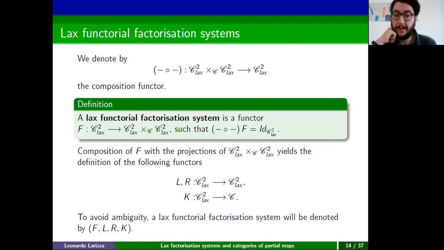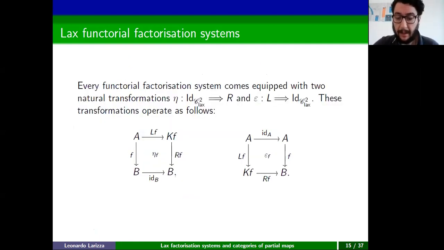In particular, again, I can compose F with the projections of the product of C2 Lax, and then I obtain the left component functor, the right component functor, and the functor that yields the middle term of the factorization. And to avoid ambiguity, I will denote a Lax functorial factorization system always with all of its components. As in the traditional case, here we also have two natural transformations, eta and epsilon, eta going from the identity to the functor R, and epsilon going from the functor L to the identity. These natural transformations are defined as usual, going from F to RF through the composition and vice versa.